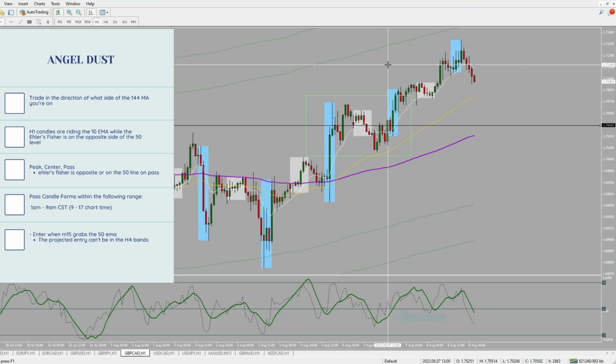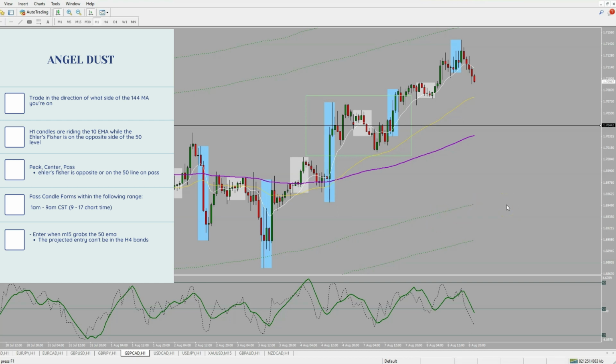Now look down there at the Ehlers Fisher. You see it's still below the 50 level down there when that past candle closed. That's what I mean. That has to still be down there. If it was already above the 50 level, it wouldn't count. That's an invalid setup if that's the case. But we are good to go on this one.